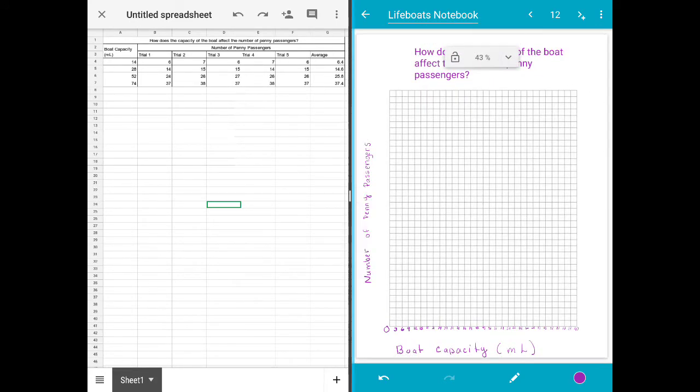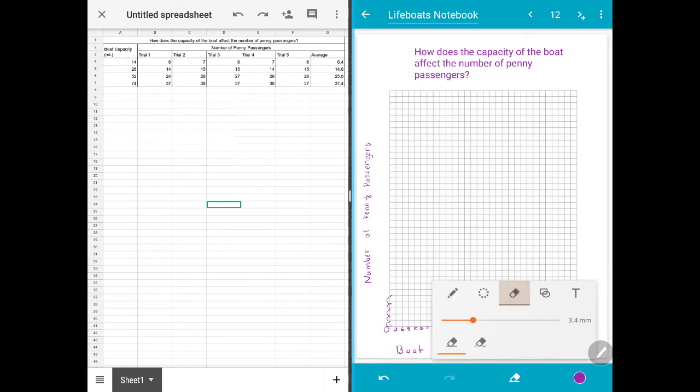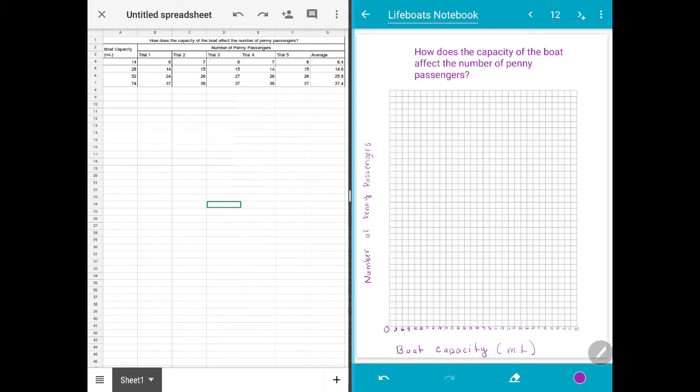Now let's move on to the y-axis. So for number of penny passengers, again, I know that my bottom value is 0. Let's see what's my largest value for the average number of penny passengers. Looks like it's 37 4/10. So again, I'll have to go up the side counting the spaces. 1, 2, 3, 4, 5. I'm not going to bore you with watching me count. I counted it earlier. Let me erase this. I happen to know there are 38 spaces.